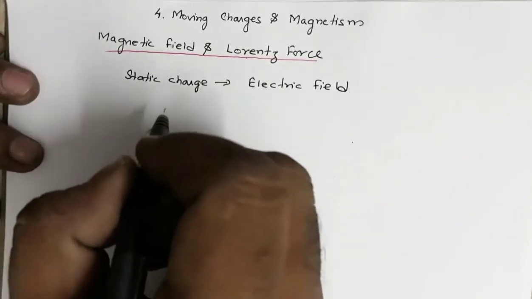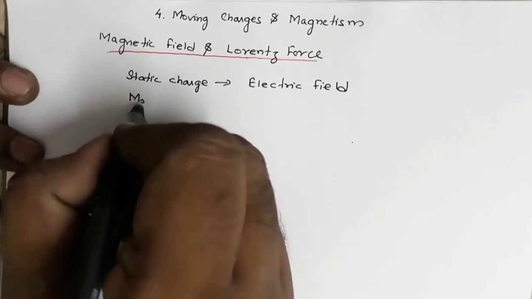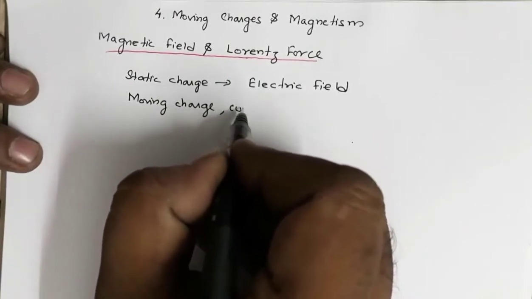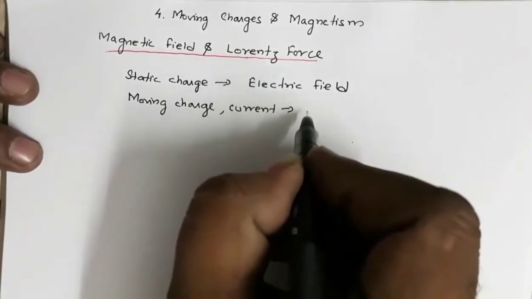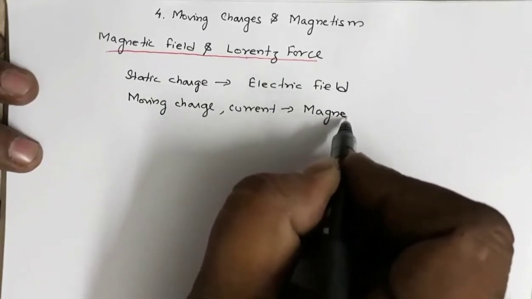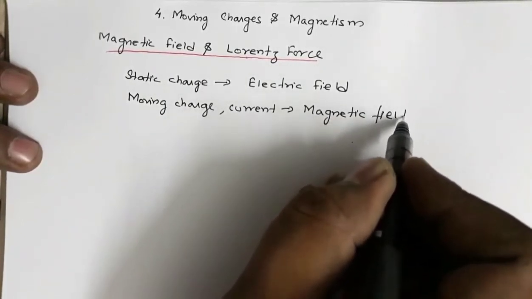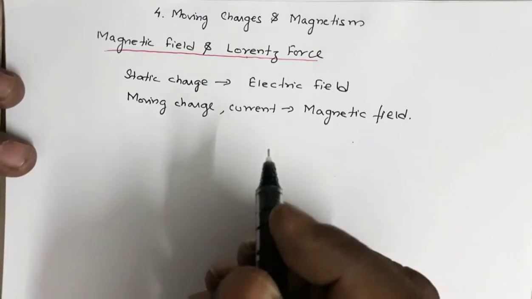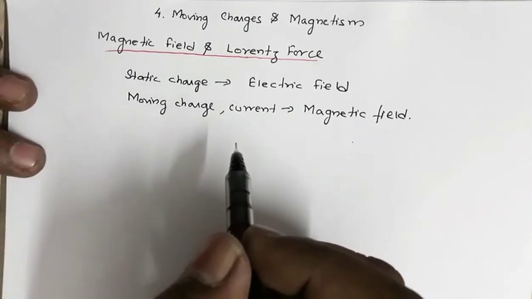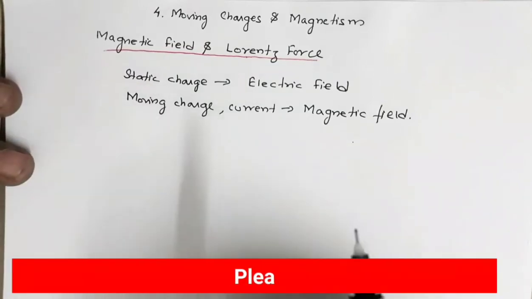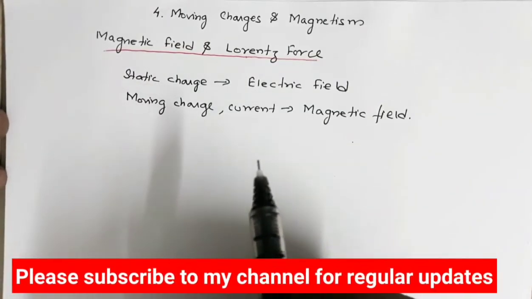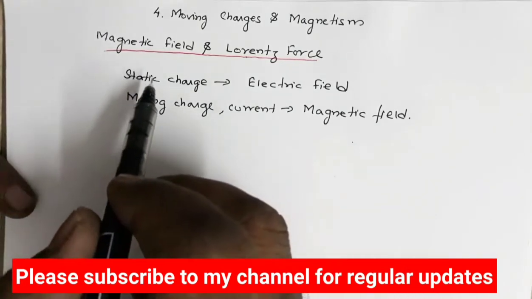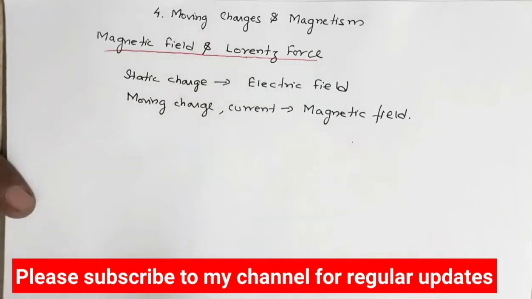Now here we will see that a moving charge or a current produces a magnetic field. Okay. Now this chapter deals with the motion of charge under magnetic field, or charge producing magnetic field, and how this magnetic field affects the motion of other charges or conductors. So in this regard, the first topic is the study of this Lorentz force.